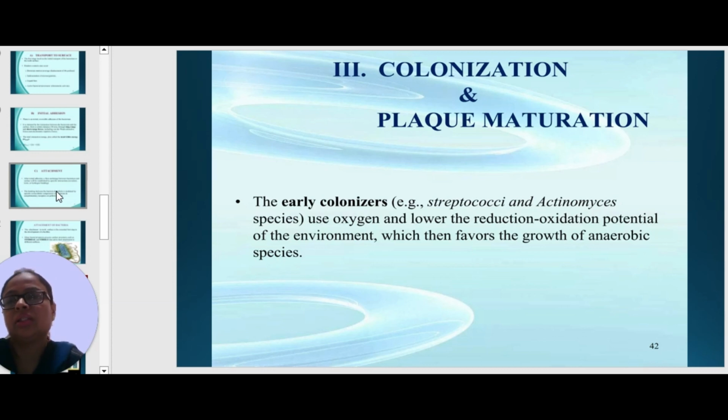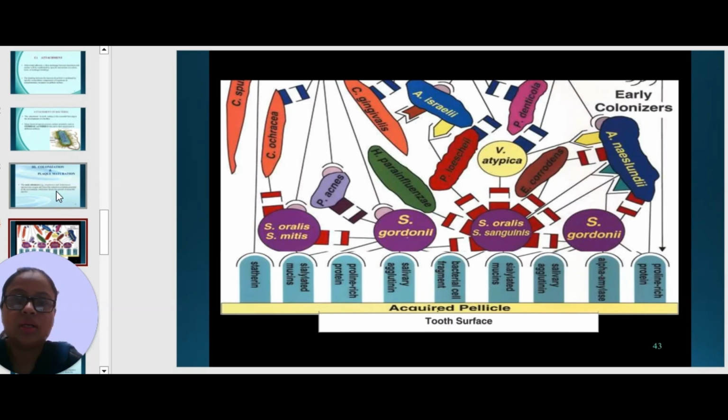So bacteria are divided into two types of colonizer: initial colonizer, that is early colonizer, and secondary colonizer. The initial colonizers are mostly streptococcus and they are present in case of gingivitis. Later on, when gingivitis turns into periodontitis, these bacteria are replaced with gram-negative bacteria that are known as secondary colonizers. So the first formation stage is the acquired pellicle.